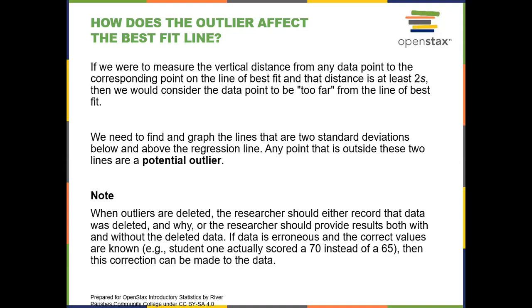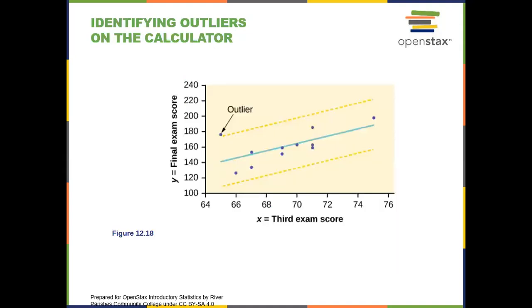If you measure the vertical distance from any data point to the corresponding point on the line of best fit, and that distance is at least 2s, then we should consider the data point to be too far. So any point which is located at a distance of 13 in this case, 2 times the standard error, which is 6.5, 2 times 6.5 is 13, if it is 13 or more above or below the best fit line, then it can be considered too far and an outlier.